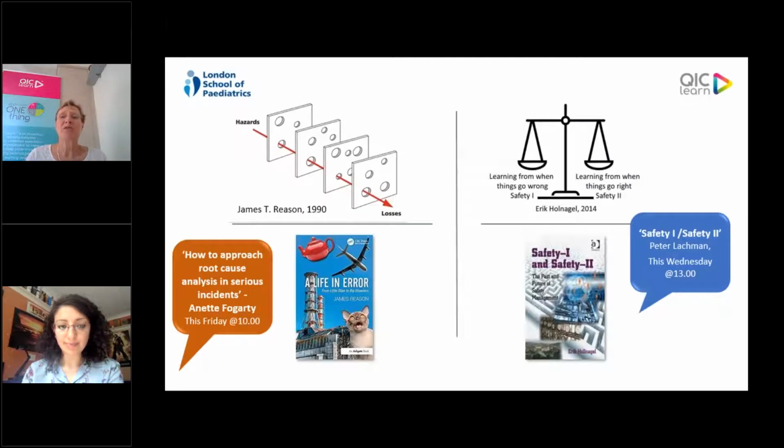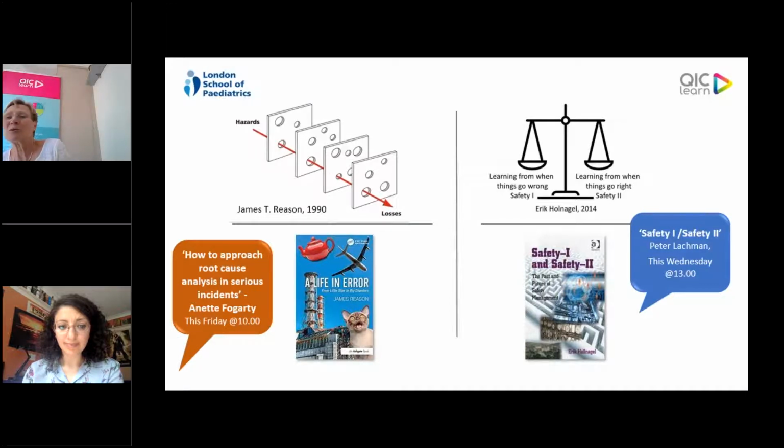So if you want to know a little bit more about the person who gave us the Swiss cheese model, and looking at latent errors, this is a really good read here, Life in Error, by James Reason. It's a really readable, accessible book about his journey through to learning about human factors and becoming curious about stuff.